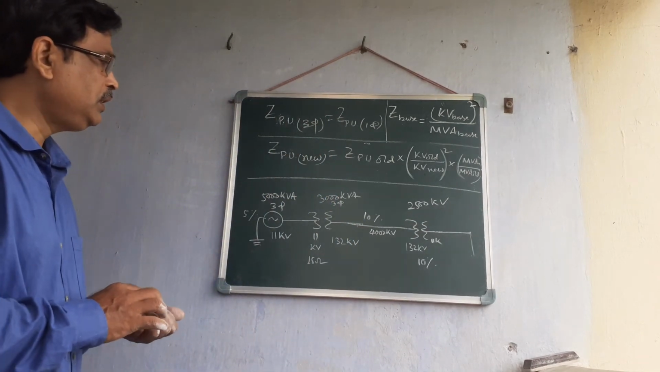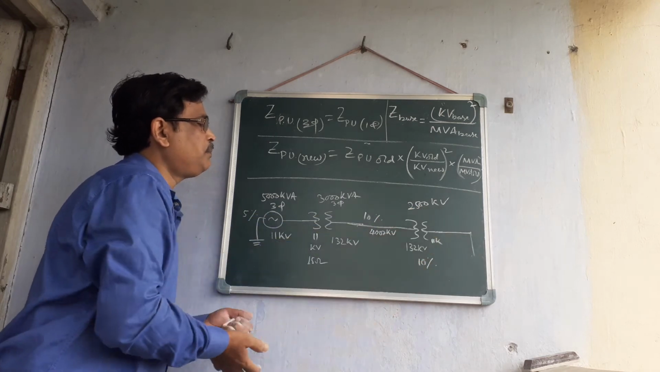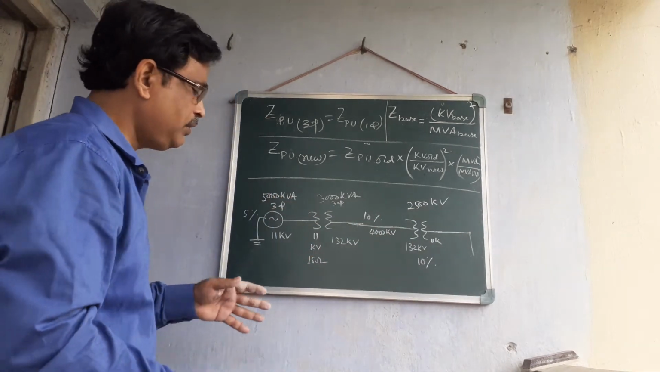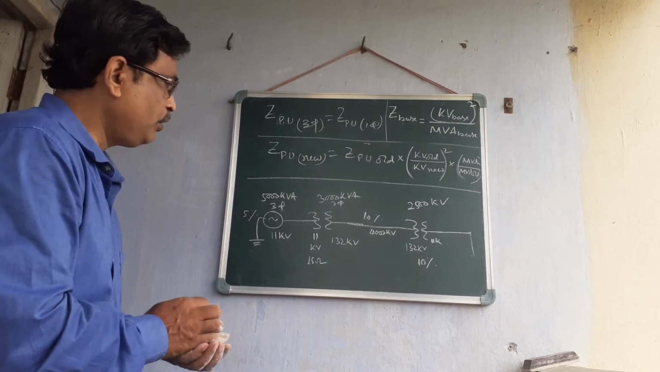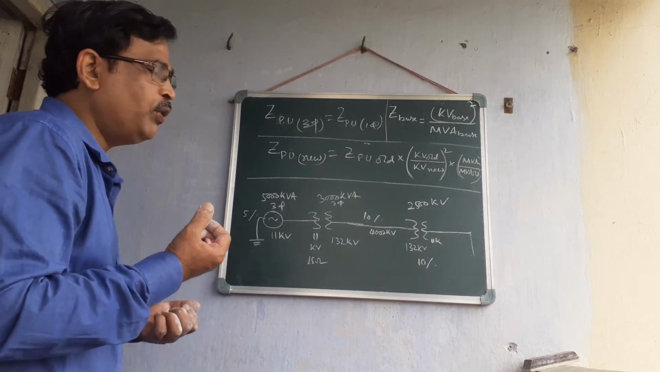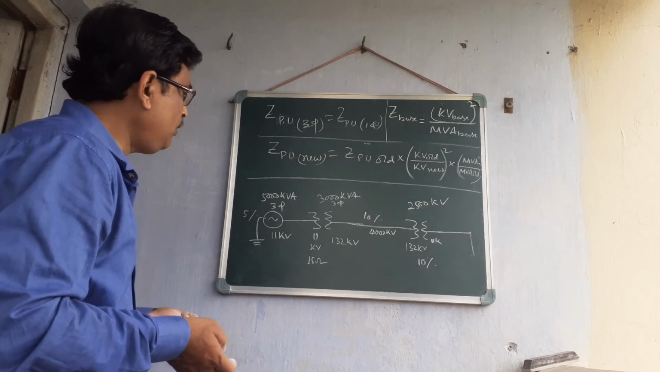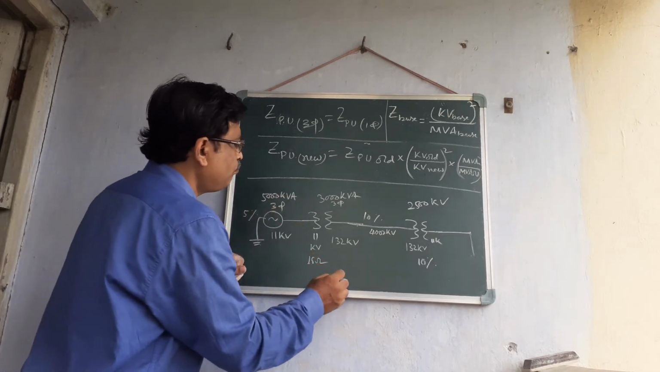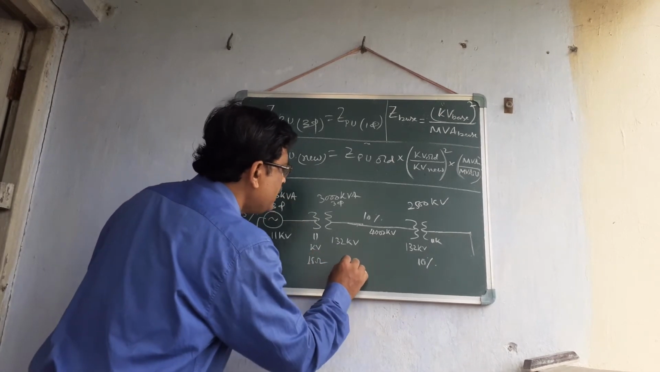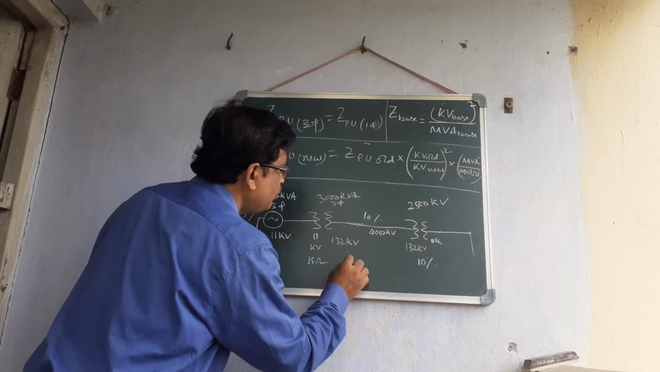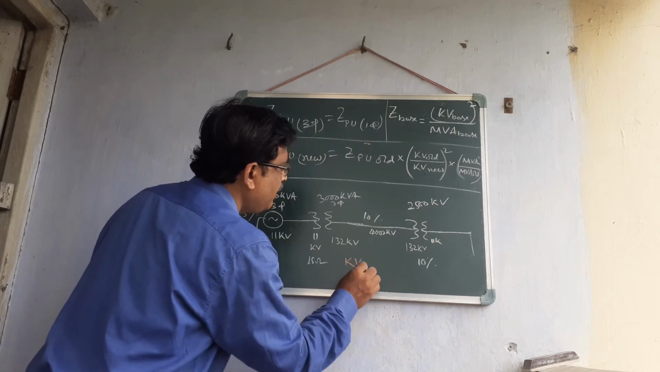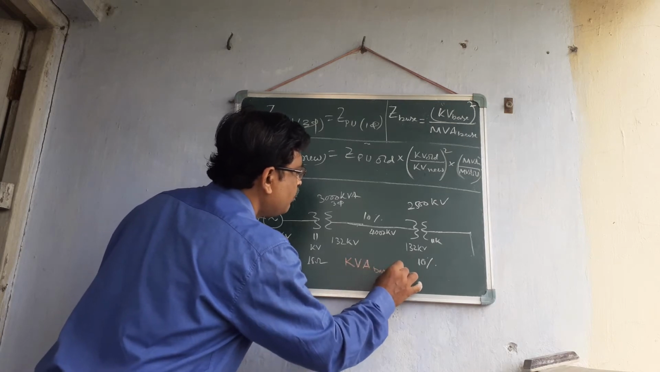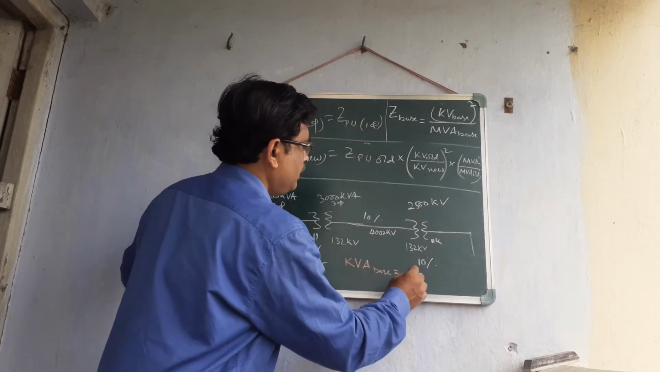You can now see that this is a single line power system network. From this we have to select one voltage as base voltage and one power as base power. Now we assume its base power, kVA base, equals 5000 kVA.